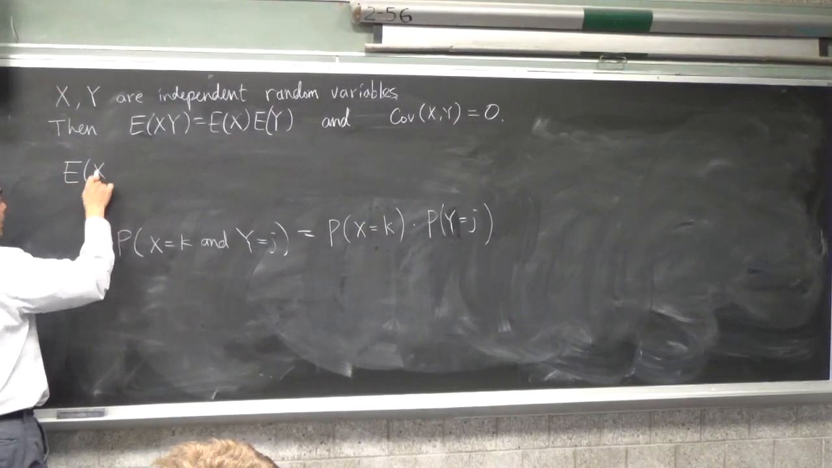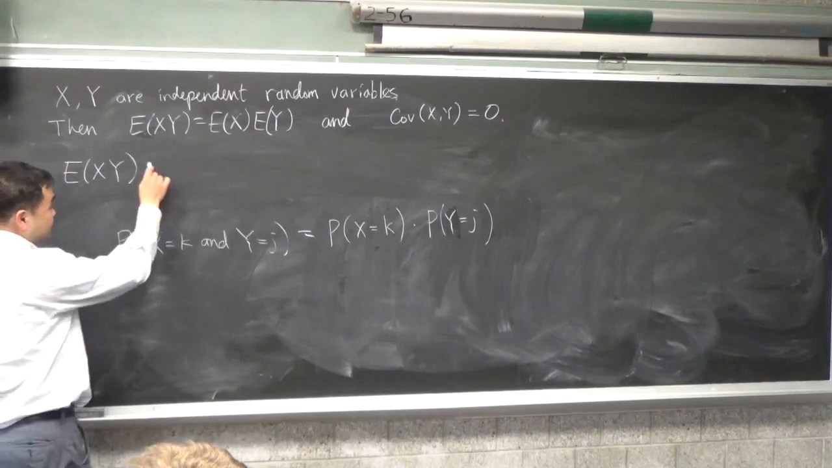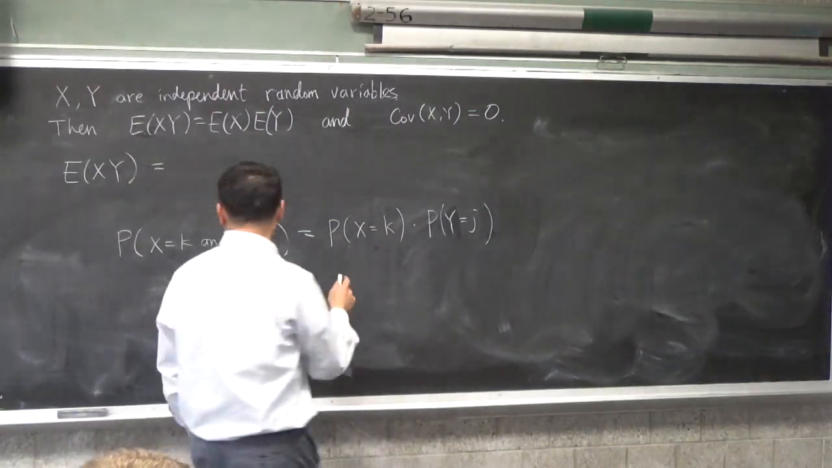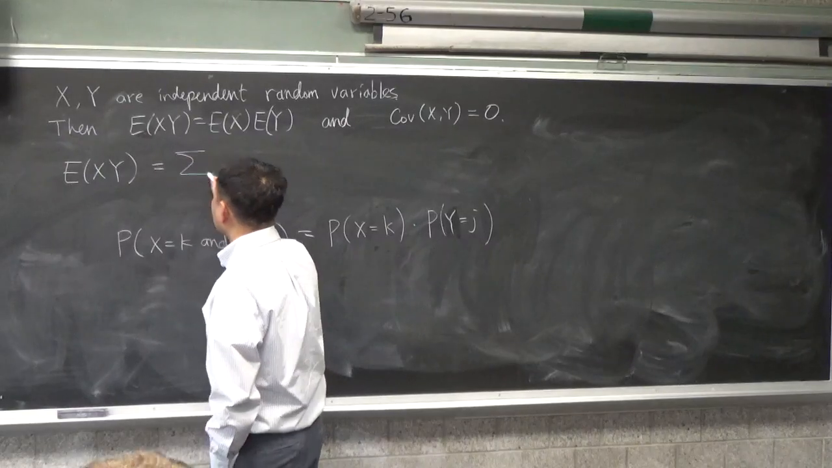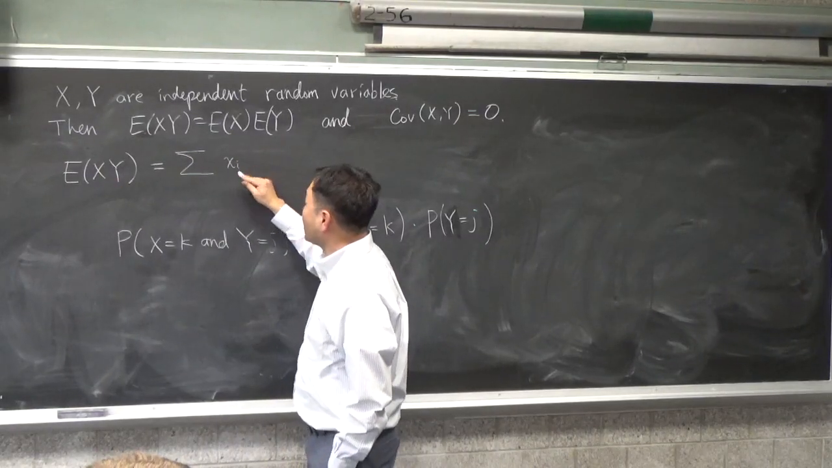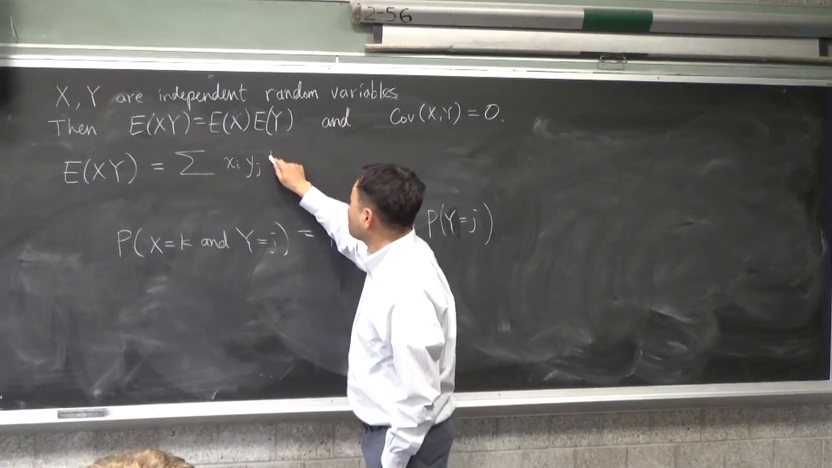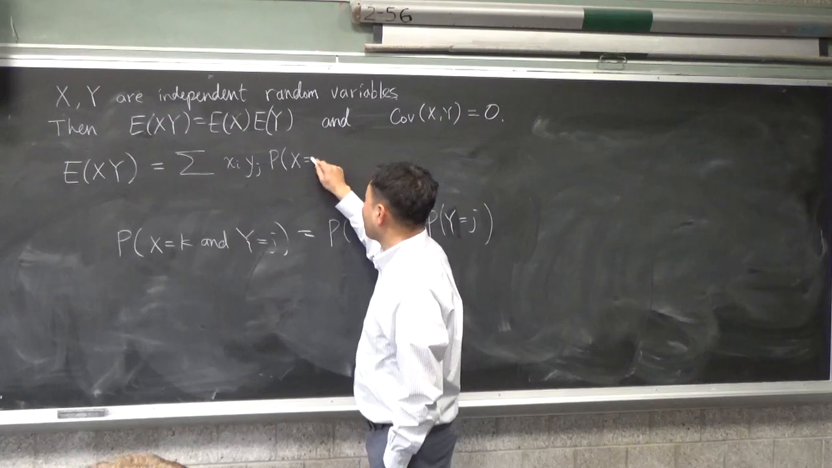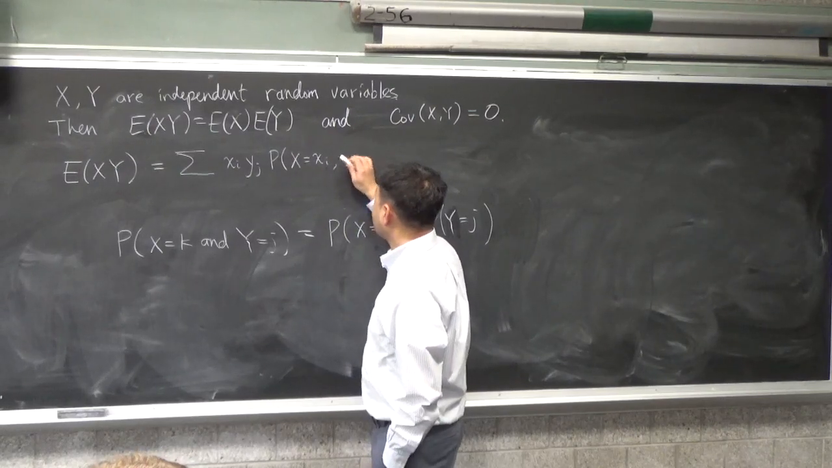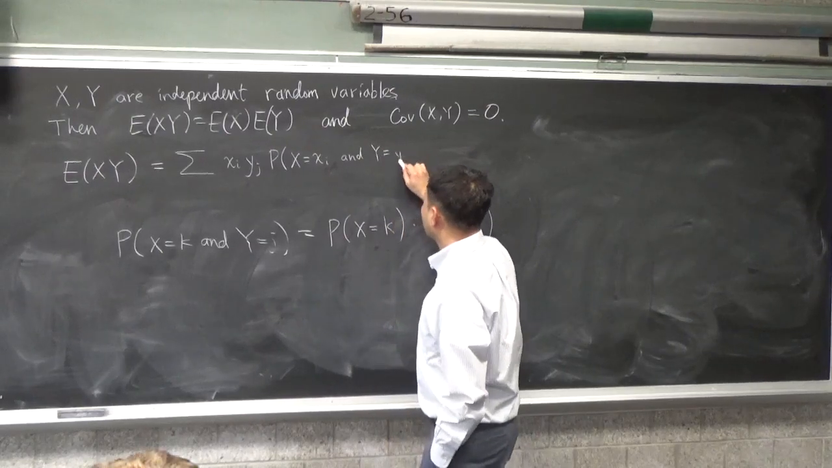First, if you have a discrete random variable, what is the expectation value? Well, that's the sum over X equals xi and Y equals yj, of the product times the probability that X is xi and Y is yj.